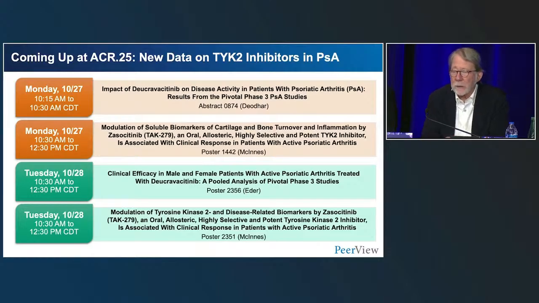Okay, and this is just a list of some of the TYK2 inhibitor abstracts that are being presented at this meeting, in addition to the late breaker on Wednesday. So if you want to note any of these, drop by the posters to see them. And this is an oral, isn't it? Yes. It's tomorrow. Tomorrow, yes, okay. So that's at 10:15, speaking on the DUCRA data.